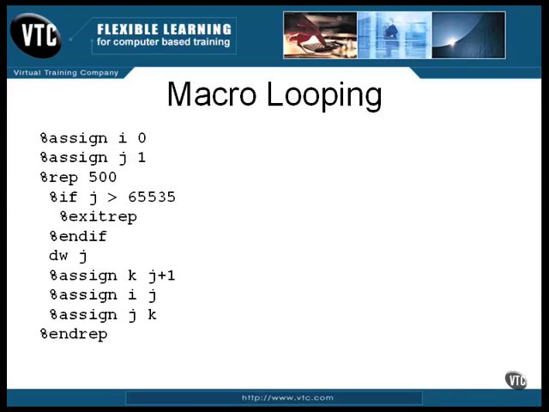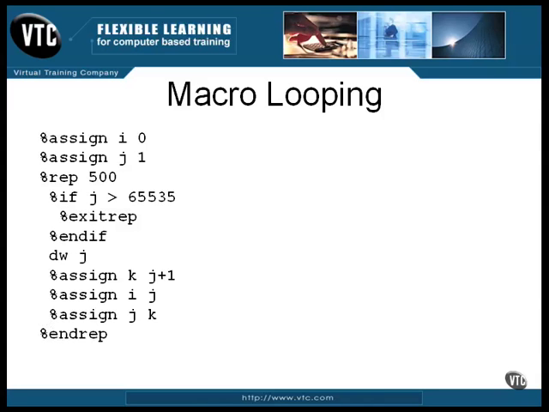Here's an example. This sequence of code generates DW, define word, declarations that contain all the Fibonacci numbers that will fit within 16 bits. This example uses something new. The exitrep command will immediately abandon a REP loop. This also shows that you can use if and endif inside a loop.